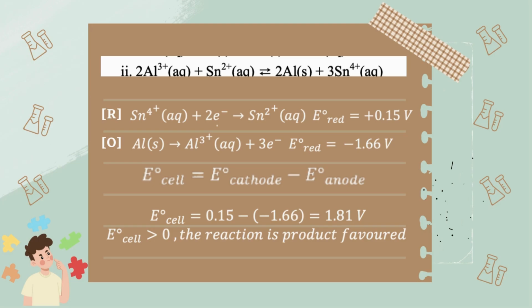So to conclude, both reactions have positive standard cell potential, which means they will proceed in the forward direction under standard conditions.